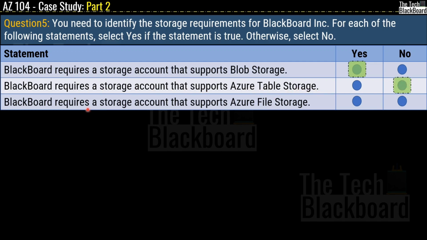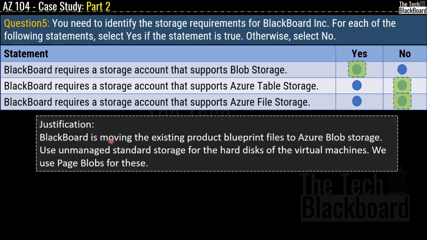And lastly, the third statement says Blackboard requires a storage account that supports Azure File Storage. This one again is a no, which means this is also an incorrect statement. Now let me give you a quick justification. Here it says that Blackboard is moving the existing product blueprint files to Azure Blob Storage. And for this objective, you should use unmanaged standard storage for the hard disk of the virtual machines. And of course, under the hood, page blobs are used for the hard disk of virtual machines.